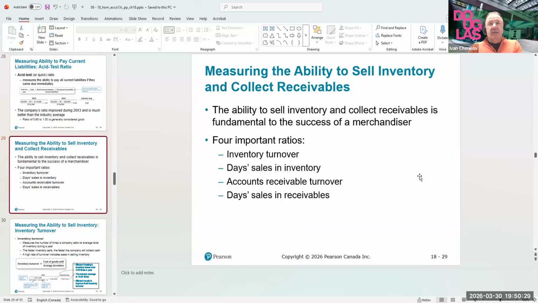Now, that's the other thing that we can measure with those ratios, liquidity ratio, is our sales, inventory, and collection of the receivables. Here we have 4 important ratios: inventory turnover, accounts receivables turnover, days in sales in inventory, and days sales in receivables.